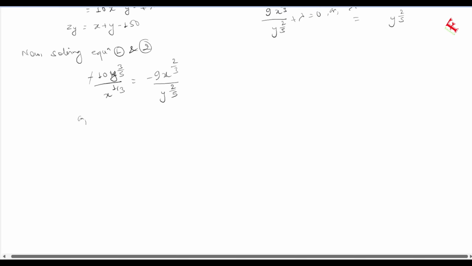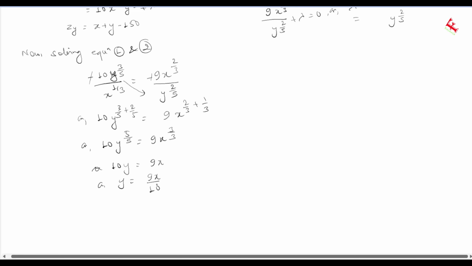Or the minus sign is being cancelled, then we'll multiply this one: 10 y to the power 3 by 5 plus 2 by 5, because while multiplying these two same bases, the powers will be added. Now over here 9x to the power 2 by 3 plus 1 by 3. I believe that you understood the process that I have solved over here. Then what you'll get is 10y equals 9x, or the value of y is equal to 9x by 10. Let it be relation 3.